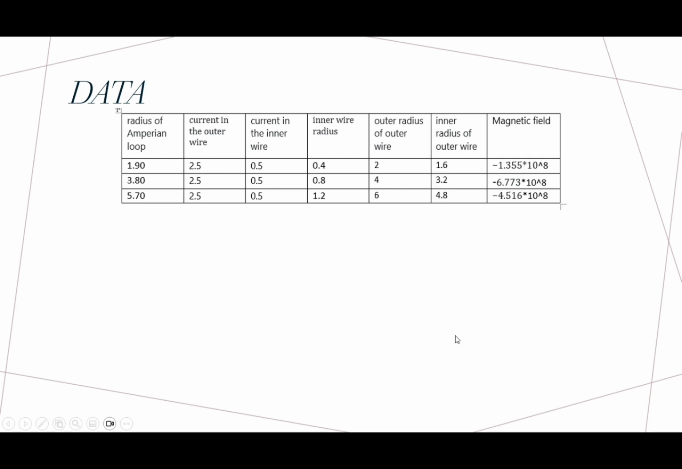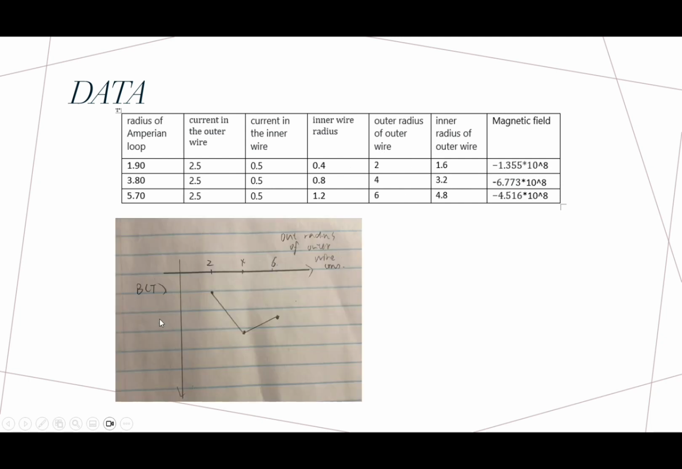And the third one is we changed the outer radius of the outer wire, and this is a graph for it. In this case, the magnetic field is first decreasing and then increasing, and the outer radius of the outer wire also changes the inner wire radius and the inner radius of the outer wire. It changes a lot of things.